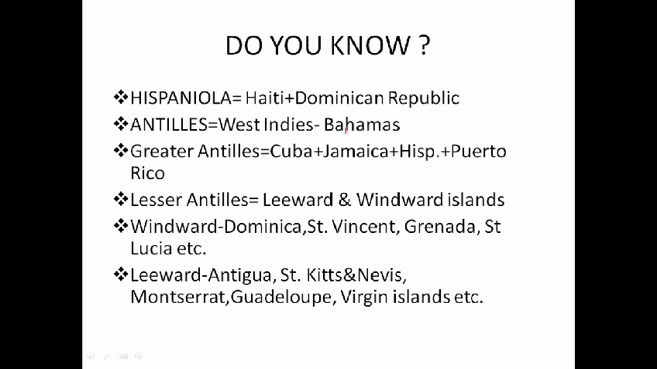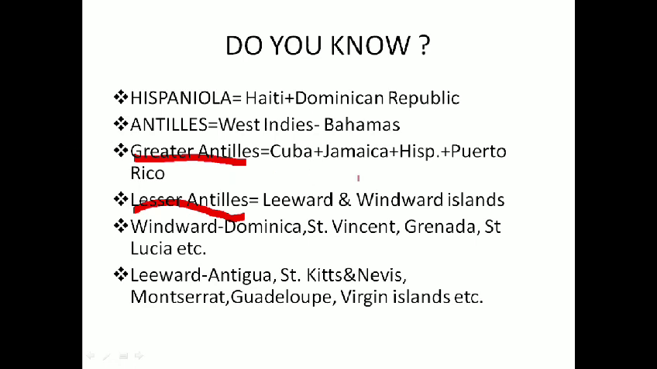Antilles is West Indies minus Bahamas. Now again they are further divided. Antilles is divided into Greater Antilles and Lesser Antilles. Now what is Greater Antilles? Cuba, Jamaica, Hispaniola, and Puerto Rico together constitute Greater Antilles. Hispaniola means Haiti and Dominican Republic. Whereas the other part is Lesser Antilles. What is Lesser Antilles? Lesser Antilles comprises leeward and windward.